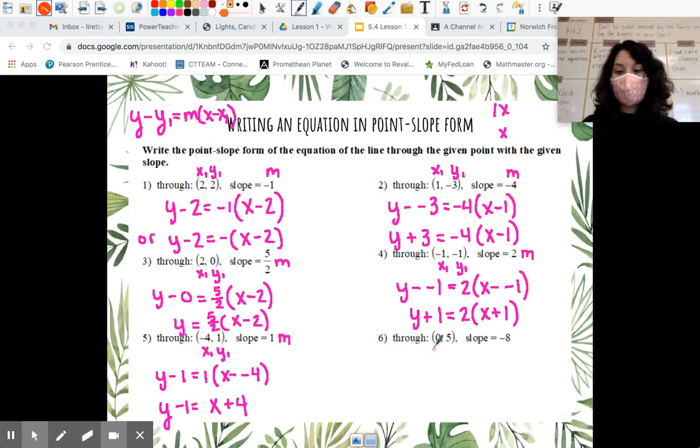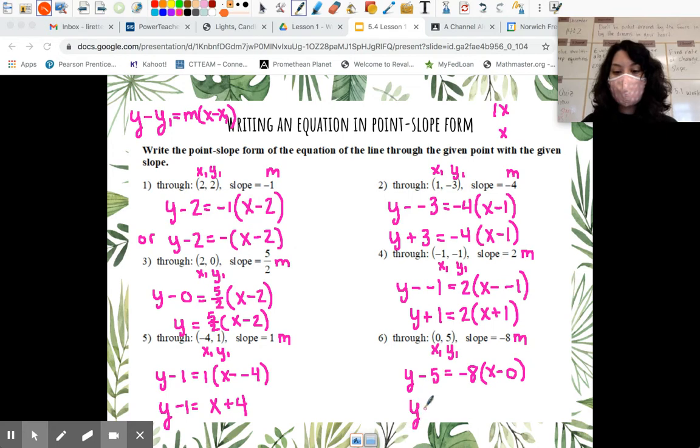And the last one, we've got an x1 value of 0 and a y1 value of 5. My slope is -8. I'm going to start by substituting the y value. So it's y minus 5 equals -8, parentheses, x minus 0. And this is similar to number 3, where we had y minus 0. That was the same thing as just y. X minus 0 is the same thing as just x.